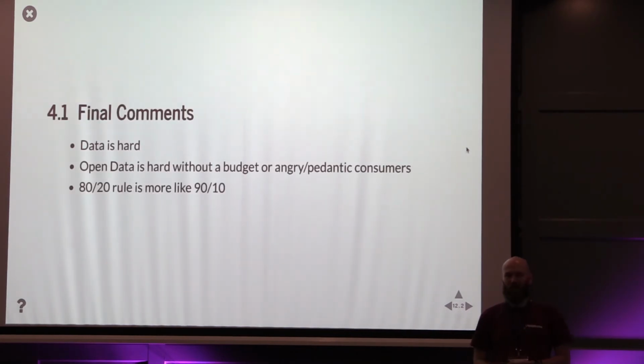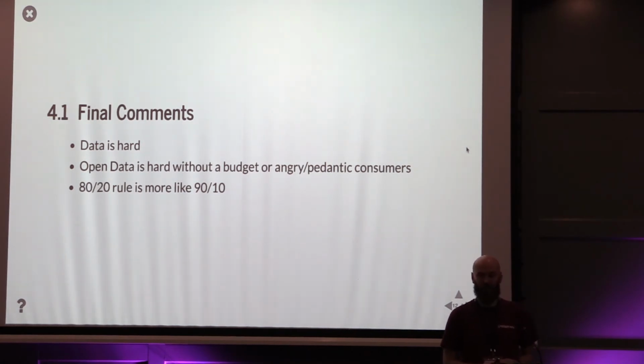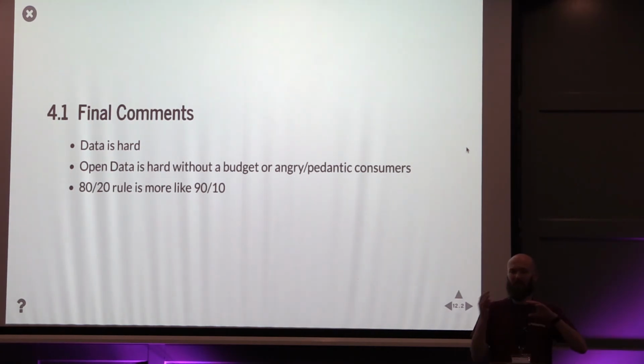Summary on the whole open data science thing. Data is hard. Open data without a budget or angry pedantic customers is hard, and generally with data normally there's the 80-20 rule where 20% of your effort will get you 80% of your answers. With open data it's completely the other way around. You have to put in 90% of the work to get 10% of the results because it's all ahead of time.